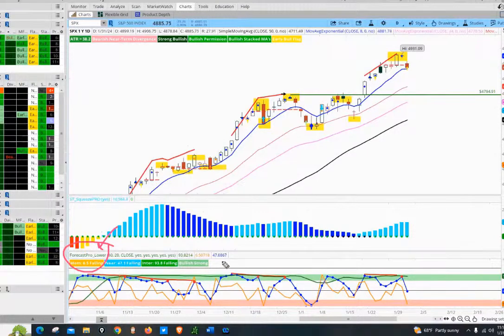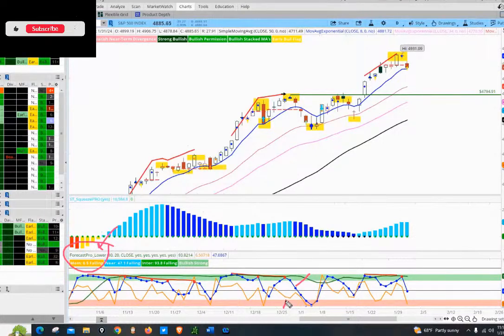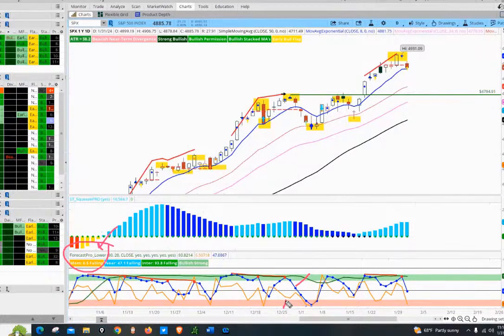But what we're going to be focusing on with this indicator is this blue line and this orange line. What those lines are telling us is the momentum on different time frames.